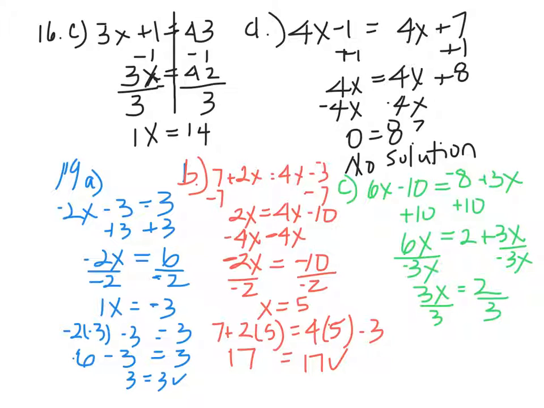I divide each side by 3. x equals 2/3. If we plug that back in, it does work. 6 times 2 over 3 minus 10 is equal to negative 8 plus 3 times 2 over 3. That's 4. Minus 10 is negative 6. That's 8. That's 2. Negative 8 plus 2 is negative 6. Negative 6 equals negative 6. We have the answer.